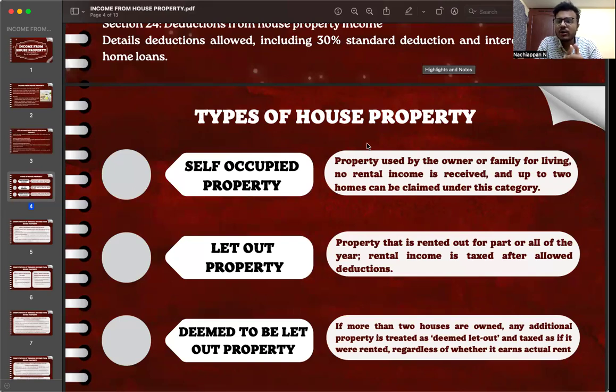And if you're going to ask me what will happen from the third home, it will be deemed to be let out. That is, irrespective of whether you're letting it out for rent or not, it will be assumed that you have lent it out for rent and you will be taxed accordingly. And then the third type is let out property. This is where you just give it off to rent.